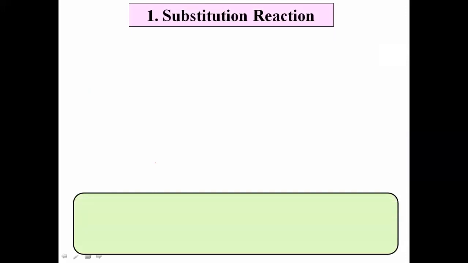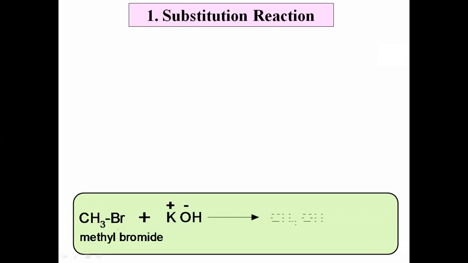Okay, I will mention a very simple example of substitution reaction. Okay, this is CH3Br, methyl bromide. When it reacts with aqueous KOH, that reaction is carried out at high temperature. Actually, what happens here? This bromine is replaced by OH. In this reaction, bromine is replaced by OH, and we get the methyl alcohol. And this reaction is called substitution.